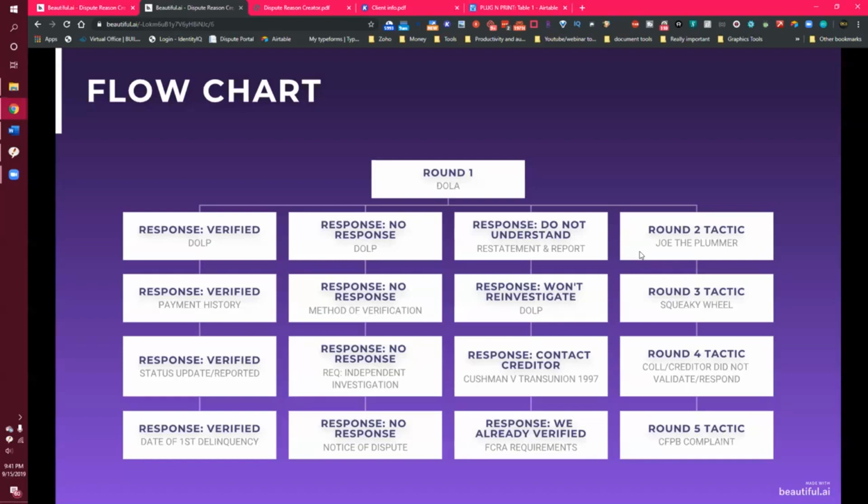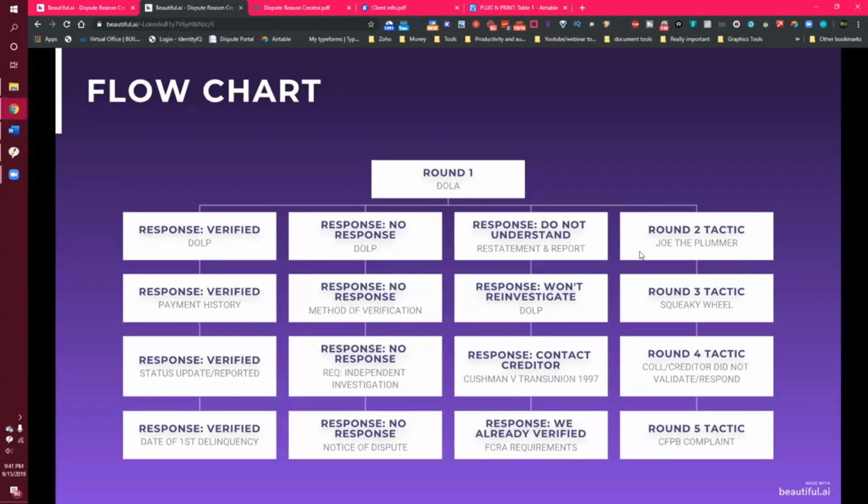Well, you didn't respond, I'm going to send letter 3. You said it was verified, I'm going to come up with a new dispute reason. Okay, well, now I'm going to dispute with the creditor, and now I'm going to dispute the collector, now I'm going to make CFPB complaints. You get what I'm saying? You need to do everything possible to get your negative items off. That's what people don't understand.